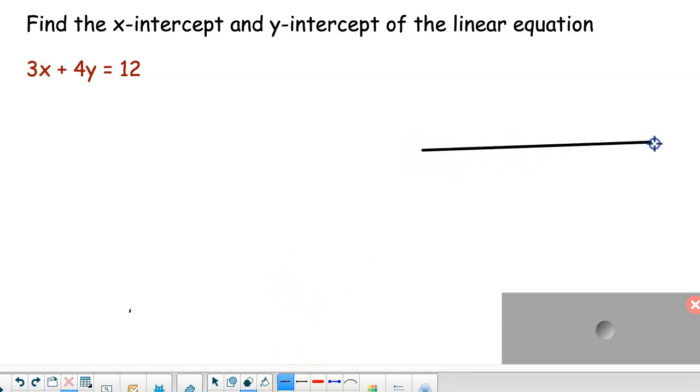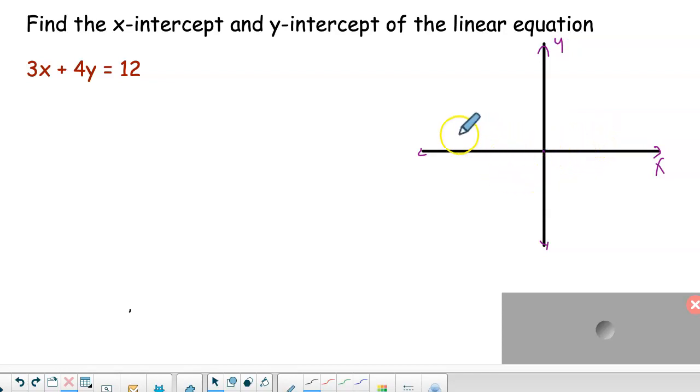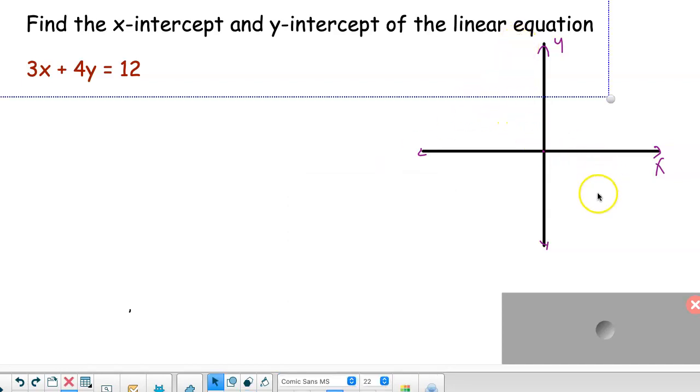This is the x-axis you have here, and that's the y-axis, right? This is the x-axis and the y-axis, and this is the origin. Alright, so draw a line, a straight line, a linear graph using this linear equation. The graph of a line is drawn now, and that line will intersect.